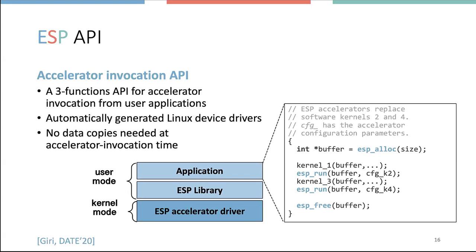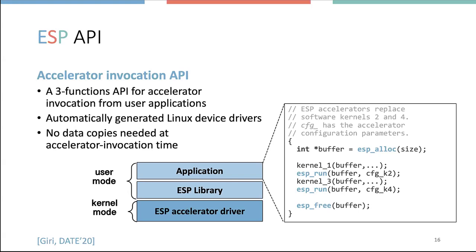One, it allocates memory in such a way that it is efficient to access from the accelerator and the processor at the same time. Secondly, it creates threads to invoke all the accelerators that your application needs in parallel. And in a simple configuration struct, you can insert the dependencies between the accelerators so that these threads will wait on each other depending on the particular needs of the application. And finally, of course, you can free the memory that you've allocated.